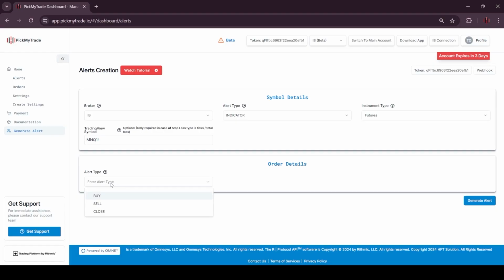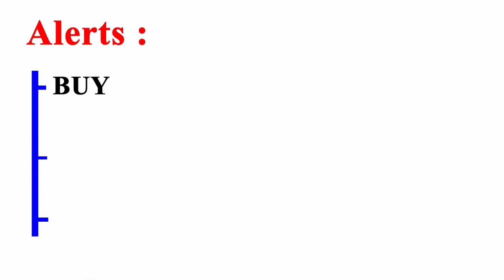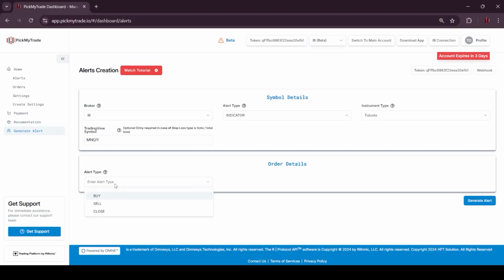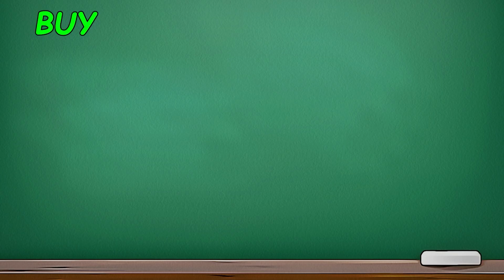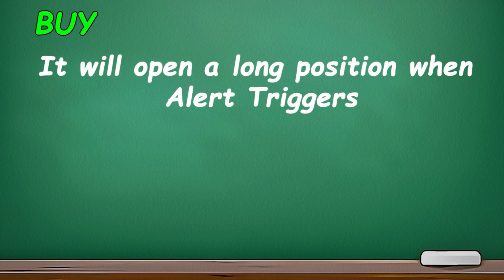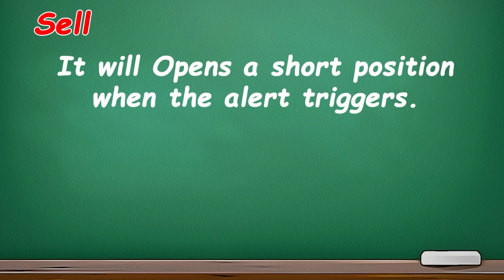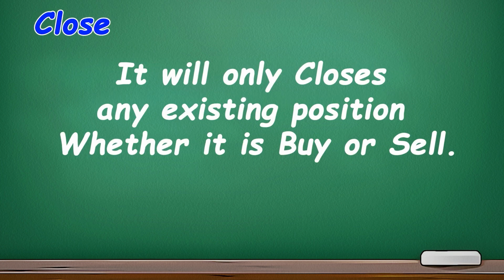Here in alert type, there are three types of alerts: buy, sell, and close. In case of a buy alert, whenever a buy comes, it will open a long position when the alert triggers. Whenever a sell comes, it will open a short position when the alert triggers. When the close comes, it will only close any existing position, whether it is buy or sell.